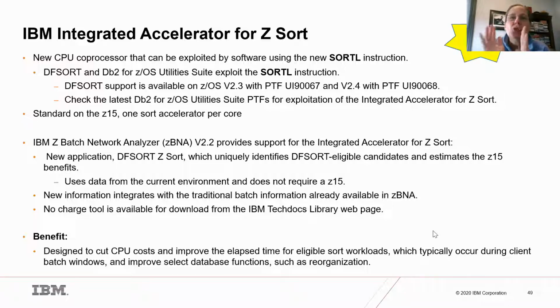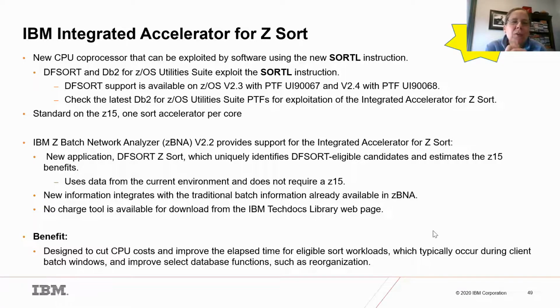Sort, this is new news here. So standard on the Z15, we have one sort accelerator per core, and that new CPU coprocessor can be exploited by using a brand new machine instruction called SORTL. And IBM products have two exploiters of the SORTL instruction. We have DFSORT, which is no surprise there. If this is a sort coprocessor, we're going to want to use it in DFSORT.